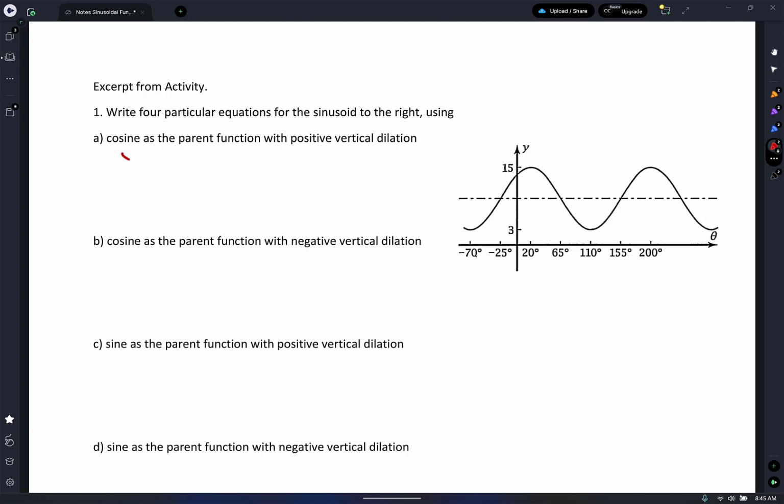So that means I want to do this. Y equals, positive vertical dilation just means that I want the beginning, my A, to be positive. A cosine, open parenthesis, B, open parenthesis, x minus C, close, plus D. I'm just going down the alphabet.